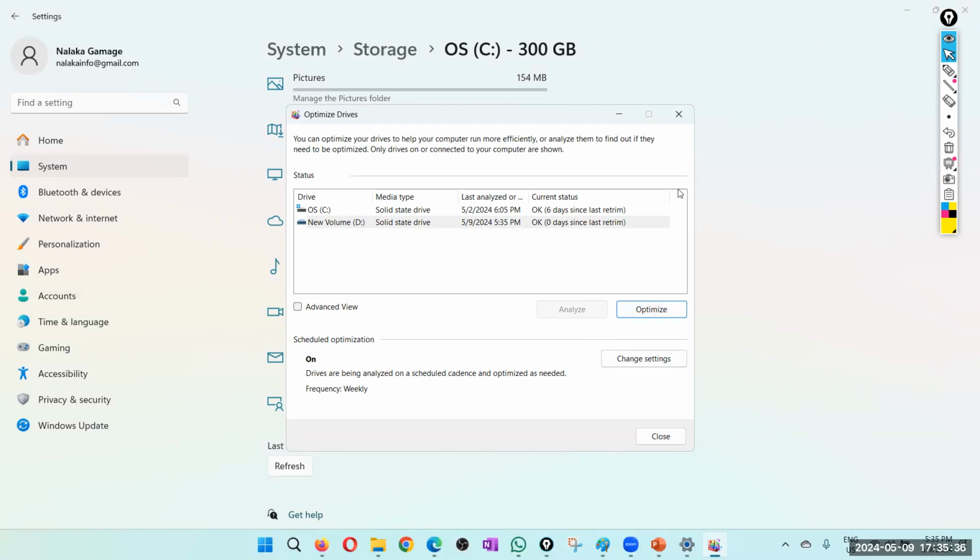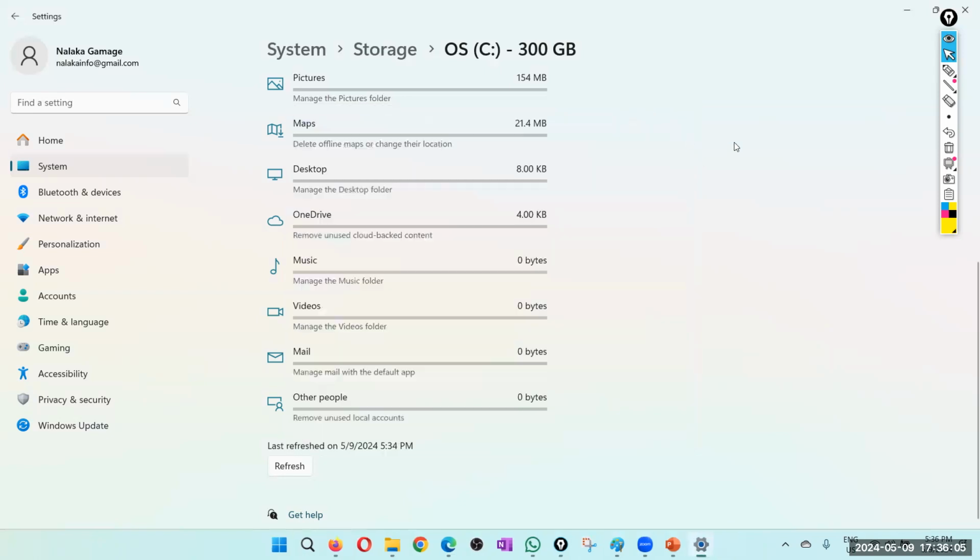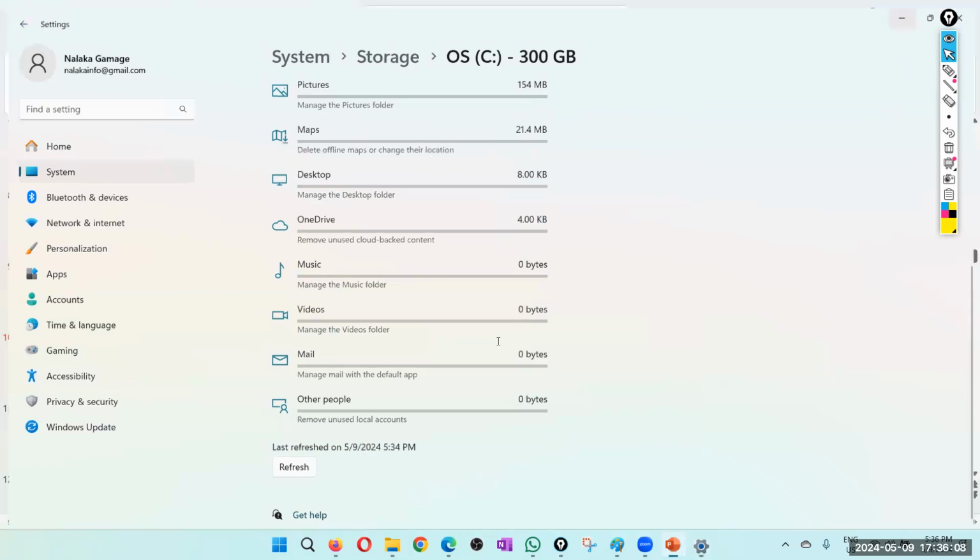Right. You can see here that the last time the defragmentation happened on my laptop for both C and D was 6 days ago, right? Retrim. Okay, so retrim is pretty much defragmentation. So most probably today or tomorrow there will be another defragmentation, because the frequency is once a week. Okay, so that is what defragmentation is.